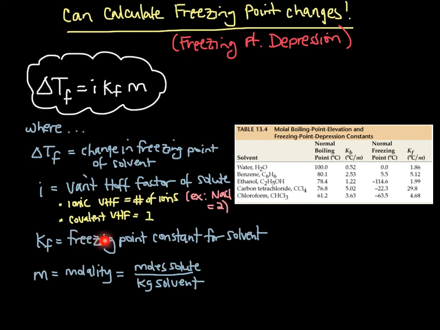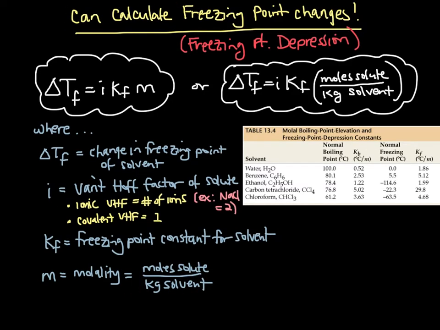Kf is called your freezing point constant, and it's for your solvent. To know your freezing point constant, you just have to look it up on a table of solvents. You can see right here, we have a bunch of freezing point constants for a bunch of different solvents. And then m, little m, is molality. Molality is equal to the moles of solute divided by the kilograms of solvent. So you could actually replace that m with this and make your equation look like this instead. So let's do an example.